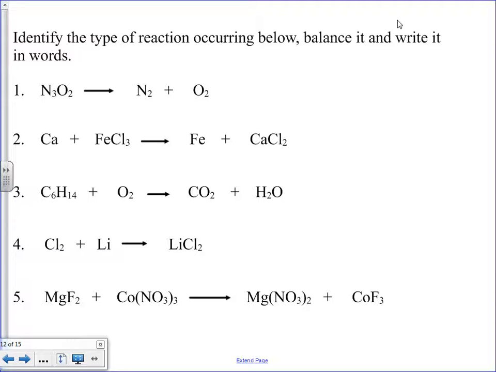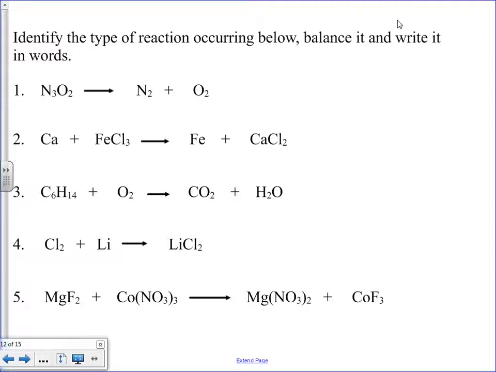In a synthesis reaction, 2 elements combine to form a compound. A decomposition reaction is the exact opposite. A compound breaks down into 2 elements, okay? Combustion reaction, a hydrocarbon reacts with oxygen, okay, to produce carbon dioxide and water. In a single replacement reaction, an ionic compound reacts with an element, all right, to produce another element and another ionic compound. And in a double replacement reaction, 2 ionic compounds react with each other.